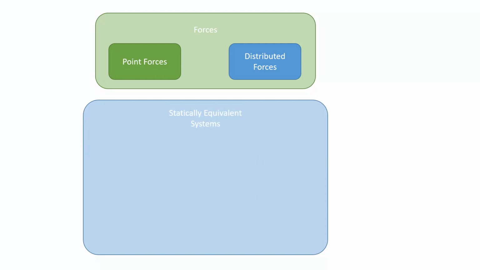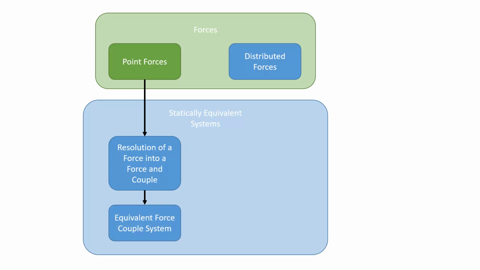So statically equivalent systems are going to be systems of forces or moments that cause the same end result. They cause the same acceleration in an unrestrained system, or they cause the same reaction forces in a constrained system. So with point forces, we're often going to talk about the resolution of a force into a force and a couple, which is going to allow us to kind of move forces around. And we do all of that usually to come up with what's known as the equivalent force couple system.